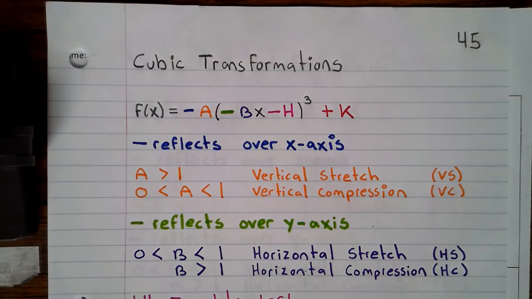So when f of x equals negative a, parentheses, negative bx minus h cubed plus k. The negative in front of the a reflects over the x-axis. When a is greater than 1, it's a vertical stretch. When a is greater than 0 but less than 1, it's a vertical compression. When the negative in front of the b, it reflects over the y-axis. When b is greater than 0 but less than 1, it's a horizontal stretch. When b is greater than 1, it's a horizontal compression.